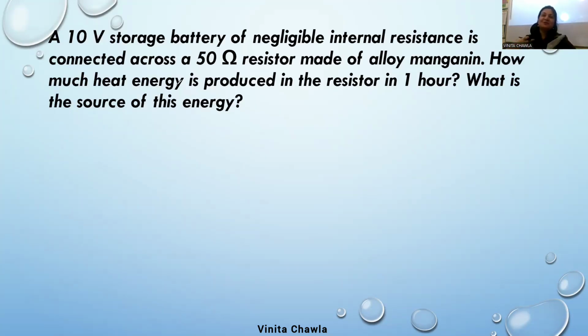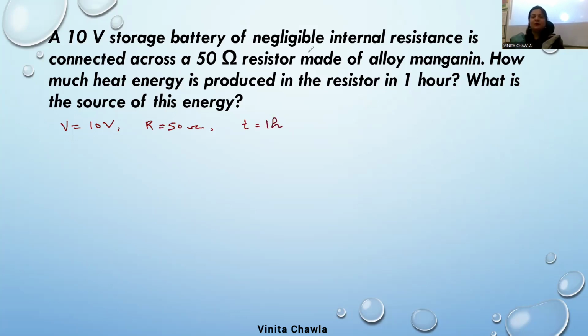A 10-volt storage battery of negligible internal resistance is connected across a 50 ohm resistor made of alloy manganese. How much heat is produced in the resistor in 1 hour? See, a voltage is given. It's V is equal to 10 volt. Resistance is given, it's 50 ohm. Time is given, it's 1 hour.